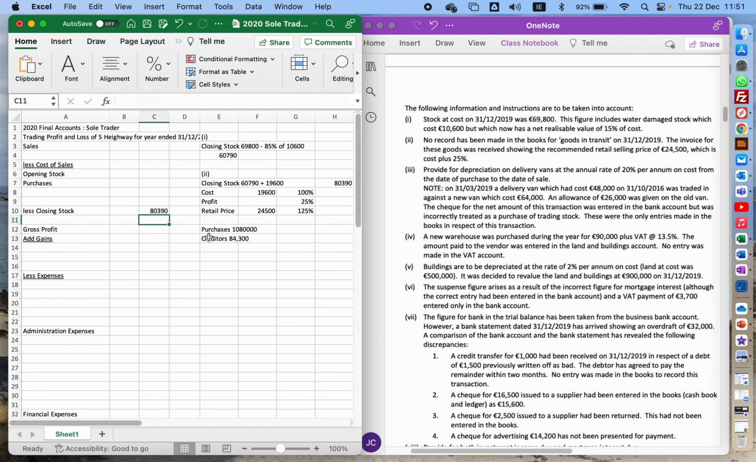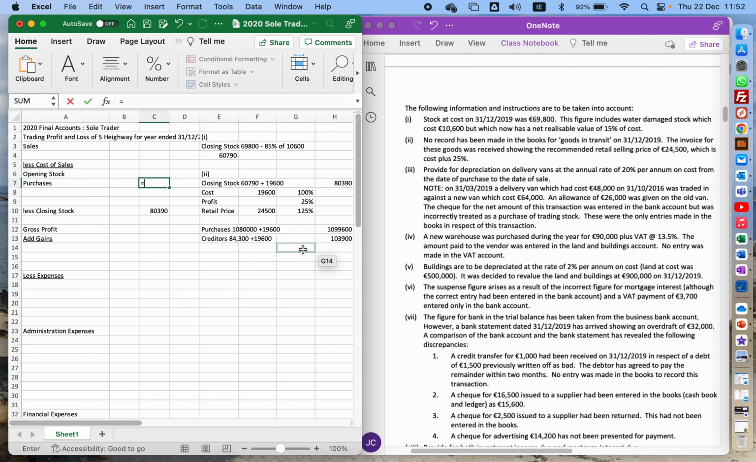I also need to increase my purchases, because I've bought more goods. I just haven't recorded the fact that those goods have come in. So that number plus the 19,600 cost, and then the creditors are going to do the same thing, 84,300 plus 19,600. So plus that, and plus the 19,600. Okay, so I'll put those numbers into where they should go.